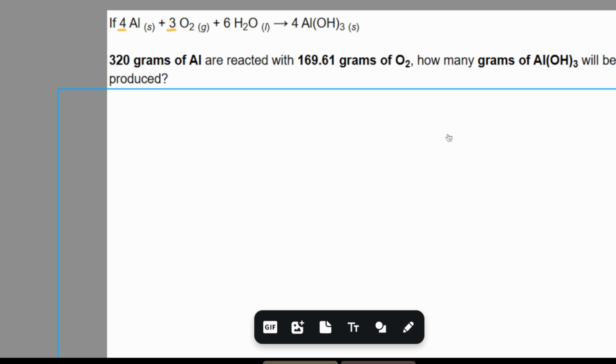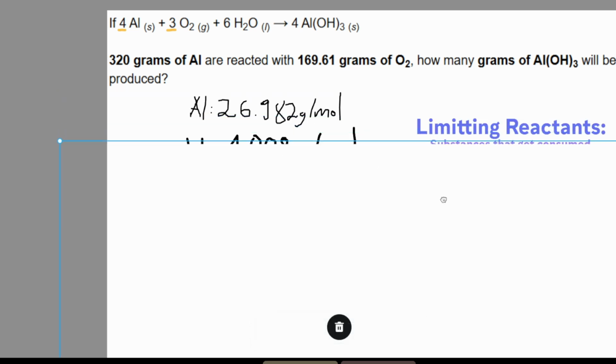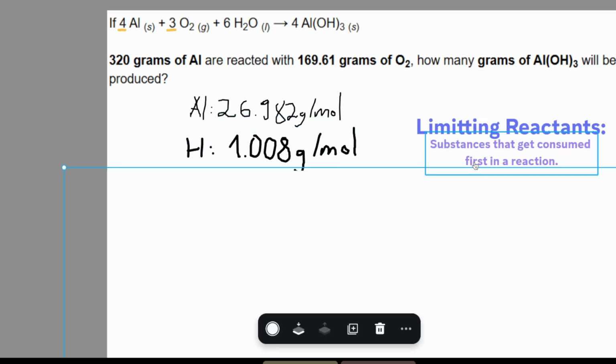Just to teach you how to do stoichiometry. We're mainly focusing on limiting reactants on this episode. I know balancing equations was also hard, but I'm pretty sure most of you can probably do it by now. So, what are limiting reactants? Limiting reactants are substances that get consumed first in a reaction.